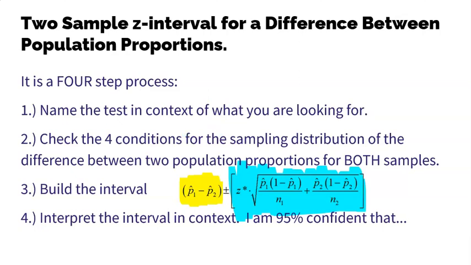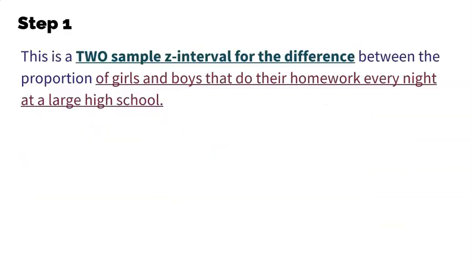All right, let's look at my problem about looking at the proportion of boys versus girls and trying to find the true difference. So step 1 is, again, just naming, hey, this is a two-sample Z-interval for the difference. Difference between what? Copy this from the problem. The question literally asks you this. So between the proportion of girls and boys that do their homework every night at this large high school. Make sure that you're representing the fact that we're looking for the true population difference between these values. We already know the difference between our samples is 0.08. We're not looking for that. What we're looking for is the difference between the population proportions.